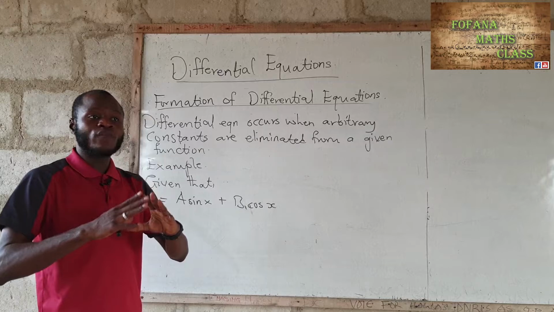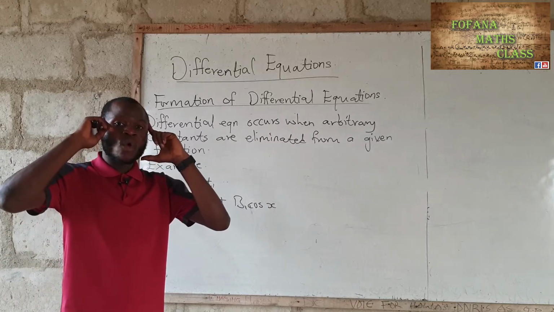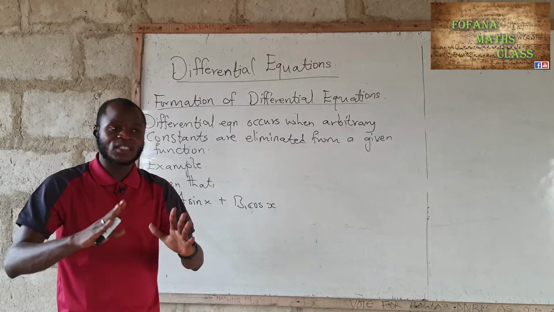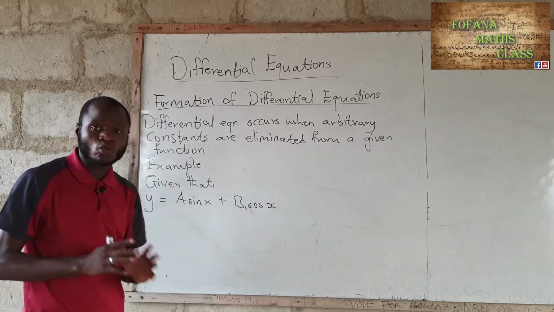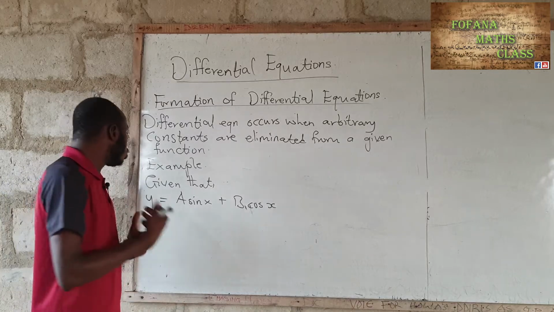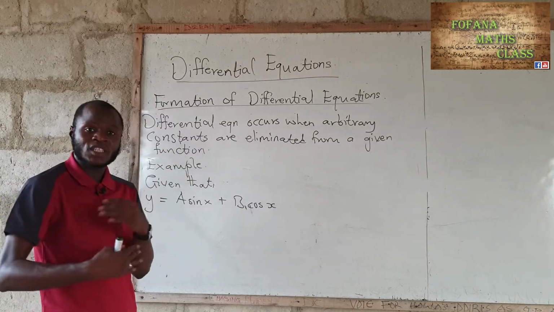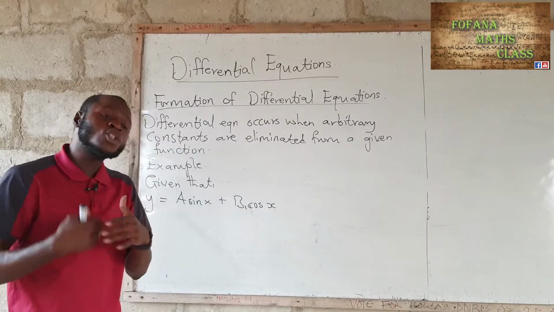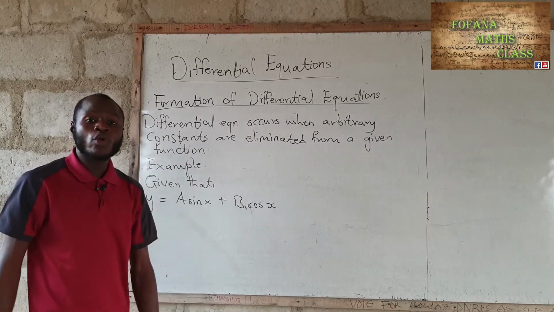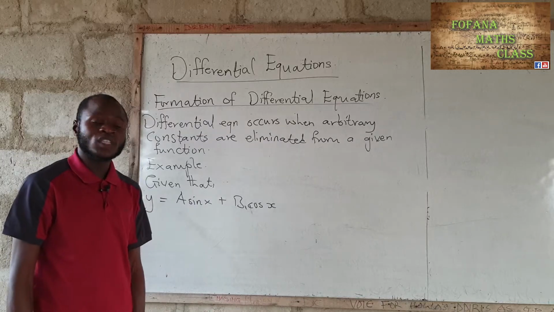So the first thing you have to note is that when a function is given to you, all the arbitrary constants in that function or equation have to be eliminated. What you do is keep on differentiating that function until the constants are eliminated totally. Wherever you get to, you will have your differential equation there.